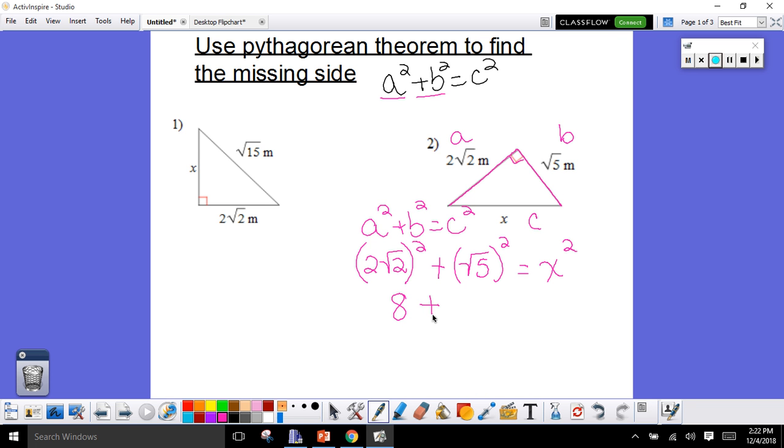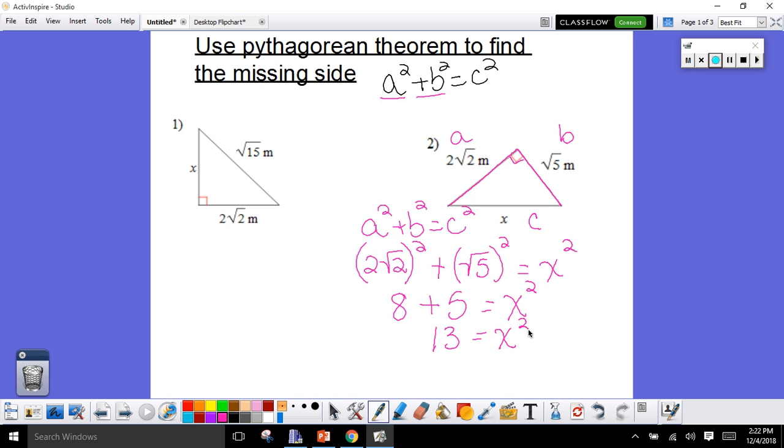Plus, when I take the square root of 5 squared, that's going to give me 5. Equals X squared. If you do not believe me, you can go ahead and put in the calculator 2 square root of 2 squared. Make sure we put it in parentheses though. Then we add 8 plus 5, which gives me 13. I still have X squared.